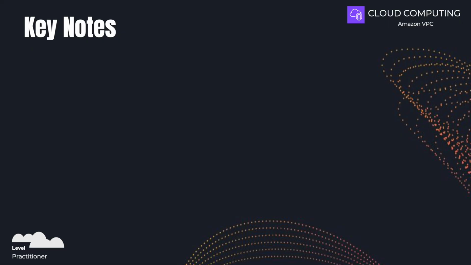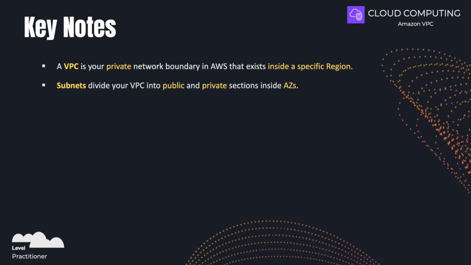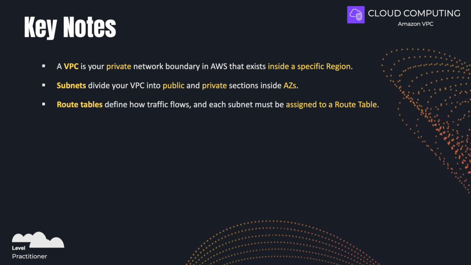Alright, since we talked about a lot of terms here, let's recap and see what we've covered. A VPC is your private network boundary in AWS that exists inside a specific region. Subnets divide your VPC into public and private sections inside availability zones. Route tables define how traffic flows, and each subnet must be assigned to a route table. An Internet Gateway, or IGW, connects your VPC to the internet.